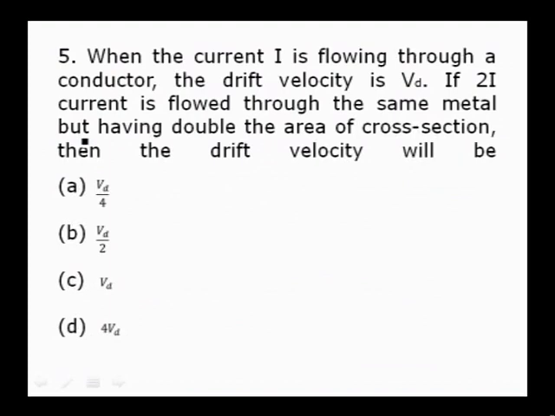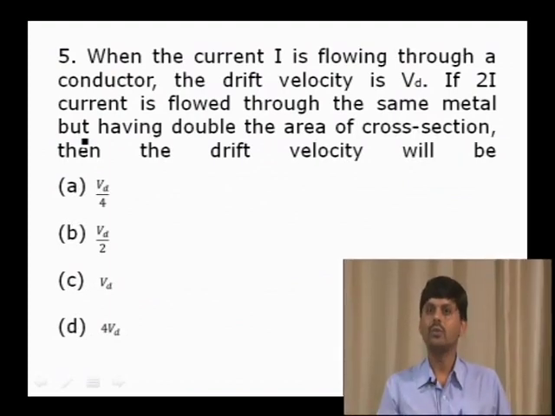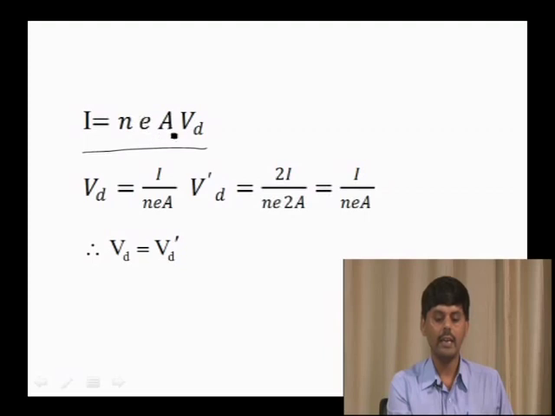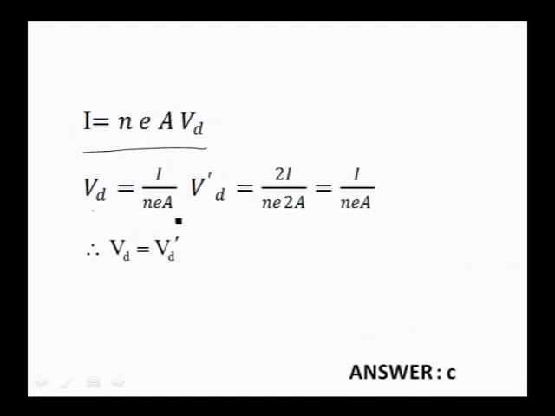Question number 5. When current I is flowing through a conductor, the drift velocity is Vd. If 2I current is flowing through the same metal but with double the area of cross section, then the drift velocity will be: option A Vd by 4, option B Vd by 2, option C Vd, option D 4Vd. For the solution, we have an expression, current is equal to NEA Vd. Rearrange this equation, we can write drift velocity is equal to I divided by NEA.